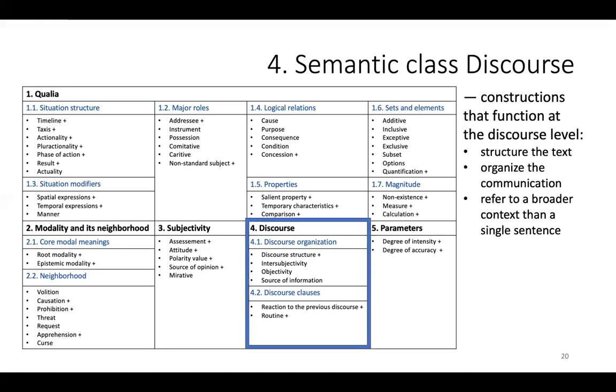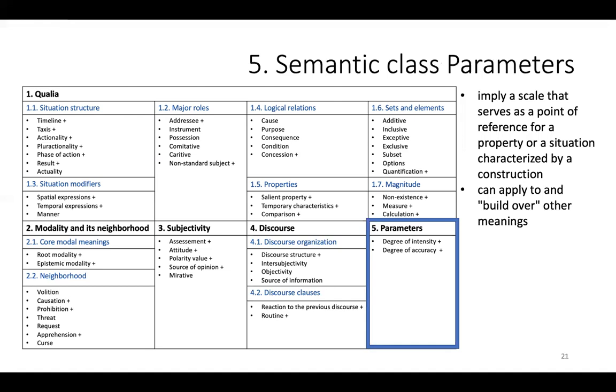A distinct class of constructions that function at the discourse level forms class number 4. Discourse constructions structure the text, organize communication, and often refer to a context larger than a single sentence. Finally, parameters is a class of constructions that encode the degree of intensity or accuracy.